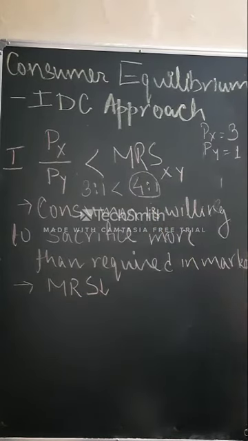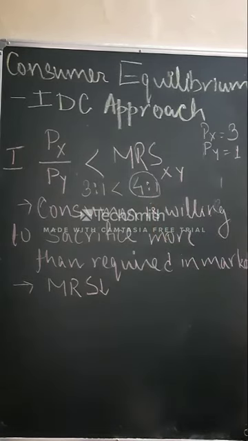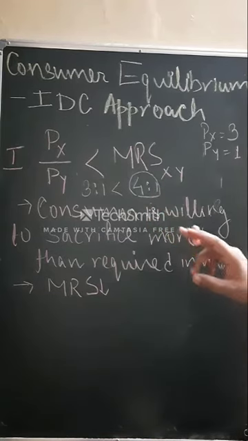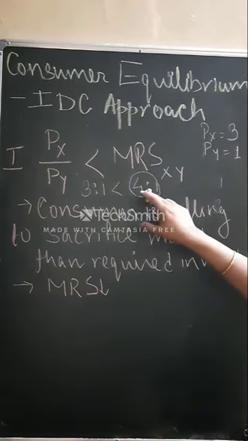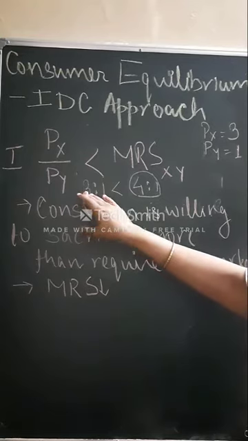4:1 is suppose our marginal rate of substitution. That means what? The consumer is willing to substitute more of y in order to gain an additional unit of x. x को पाने के लिए, x का additional unit consume करने के लिए consumer y का 4 यूनिट sacrifice कर रहा है, जबकि यहाँ पे क्या है 3 यूनिट sacrifice price ratio के according.